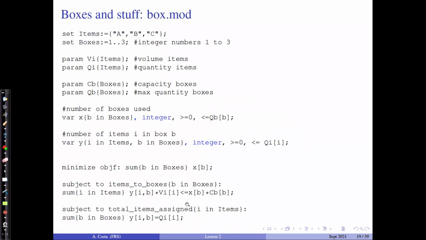The last constraint is saying something different. It's saying that, look, for each item type, you sum over all the boxes, and this variable, when you sum over the boxes, we are basically counting all the items assigned to the different boxes. And this must be equal to the number of items I have. So in other words, this means that each item has been assigned to a box, because when we count all of them, we get exactly the value Qi, that is the quantity of items we have. Okay?